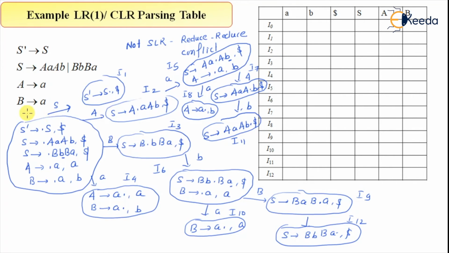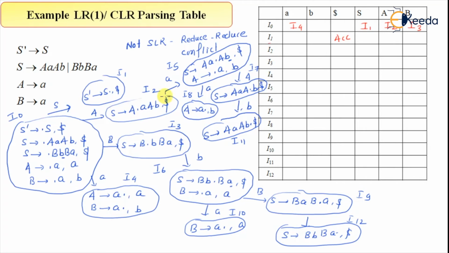I0, this is my I0 state. I0 on input S goes to the state I1 as usual. On input capital A, I2. On input B, I3. On input small a, I4. I1 is a special state. On dollar it will accept.